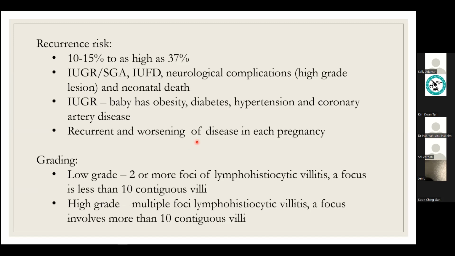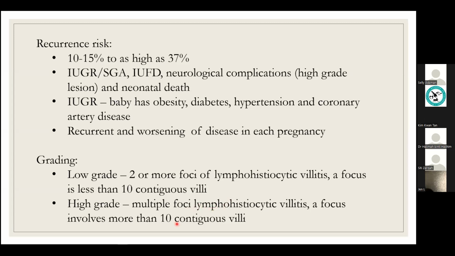Just superficially touching on it, what do we mean by low grade and high grade? Low grade means 2 or more foci of lymphohistiocytic villitis, where each focus is less than 10, meaning 1 to 9 villi only. High grade means multiple foci, 2 and above, 2, 3, 4 and 5, and each focus may be 10, 11, 12 villi.